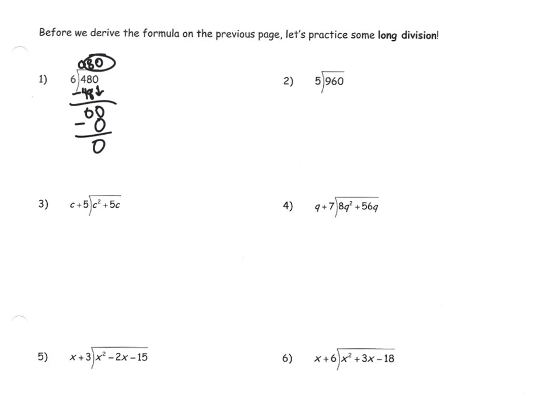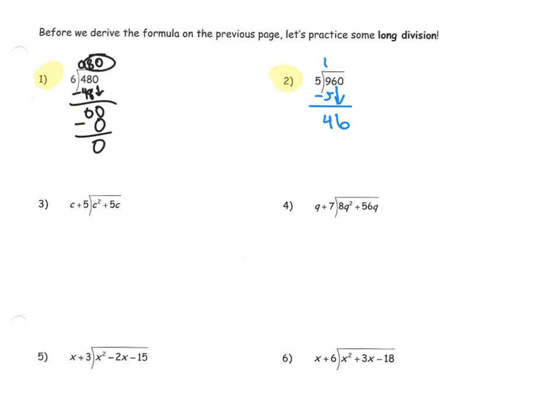Let's take a look now at question 2 together. We just did 1, so we'll do 2 together. How many times does 5 go into 9? We look at the first number, it goes into it once, because we'll subtract out the 5. So 9 minus 5 is 4. We bring down the 6.